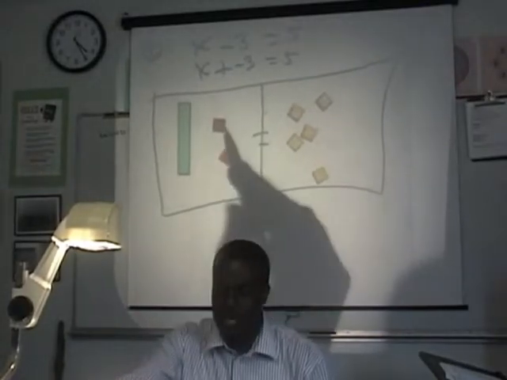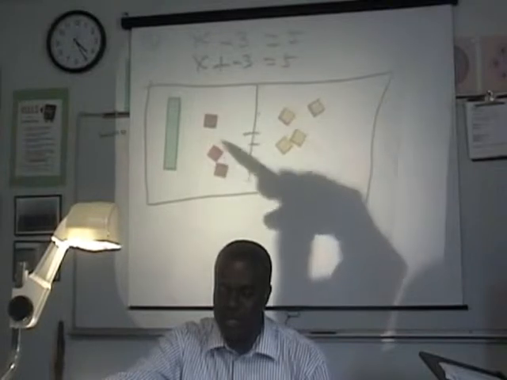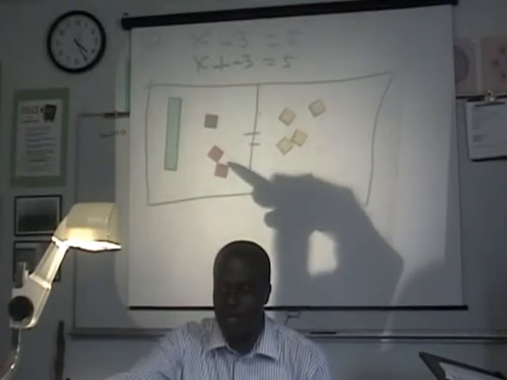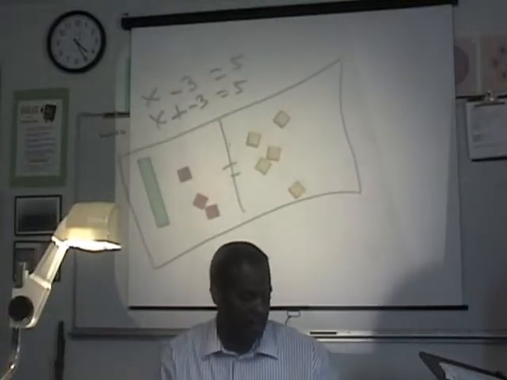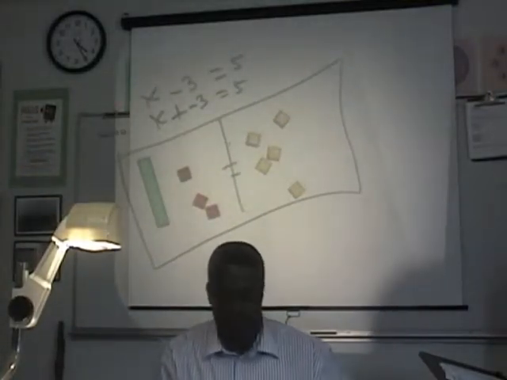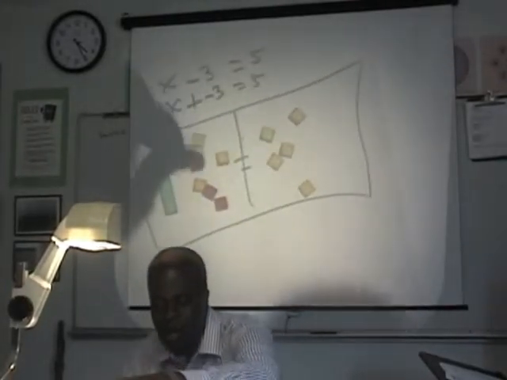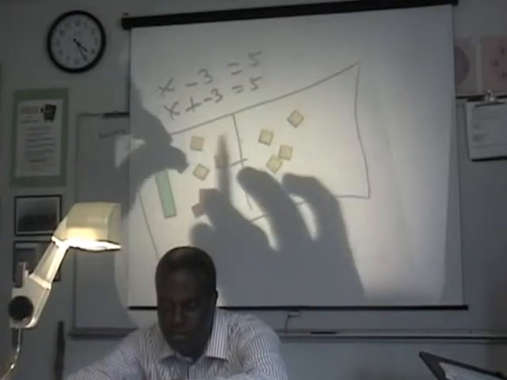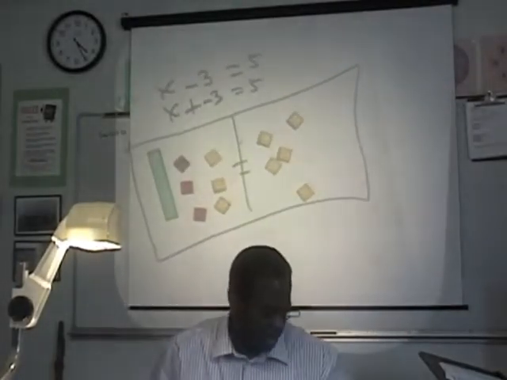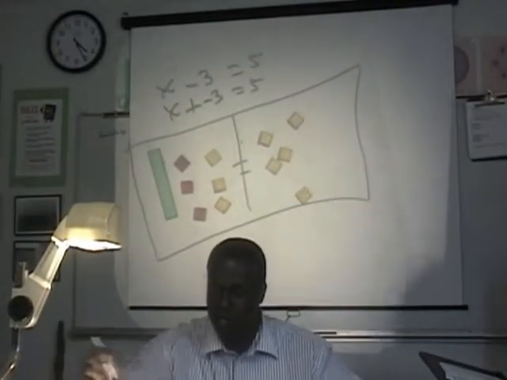I must isolate the x. That means I must undo these negative 3's. What can I add to negative 3 and get 0? I can add positive 3, right? But if I add positive 3 to one side, I must add positive 3 to the other side, right? Here we go. So I must add positive 3 to this side. I must add positive 3 to this side.